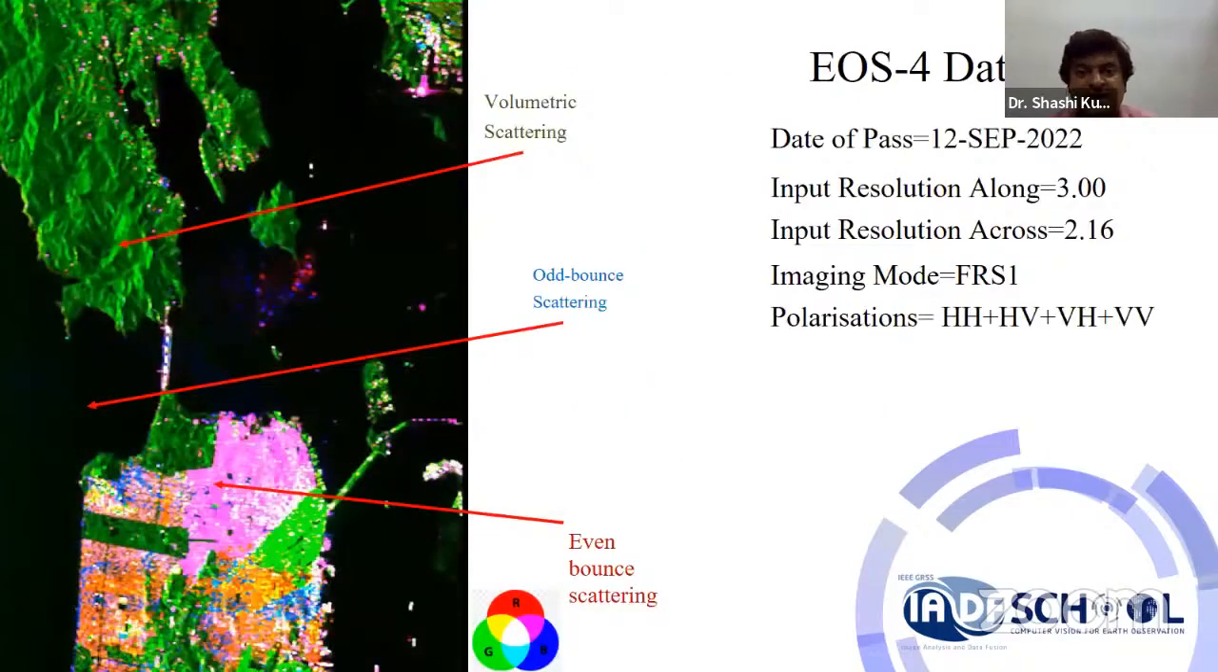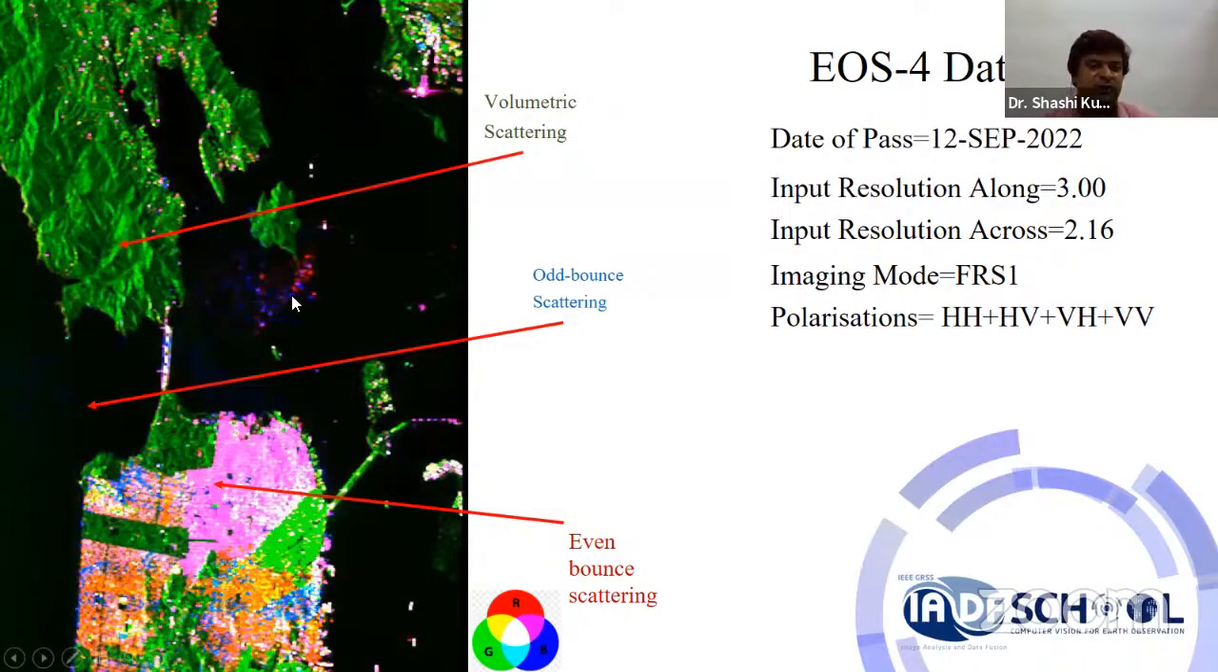Now, this is the recent image of the EOS-04 dataset. This dataset was acquired on 12 September 2022. The along-track resolution, which means the azimuth resolution, is 3 meter and the range resolution is 2.16 meter. And the dataset was acquired in FRS-1 mode. And this FRS-1 mode has the capability to acquire the dataset in the fully polarimetric quad-pol mode. So HH, HV, VH, and VV, all four polarimetric channels were there.